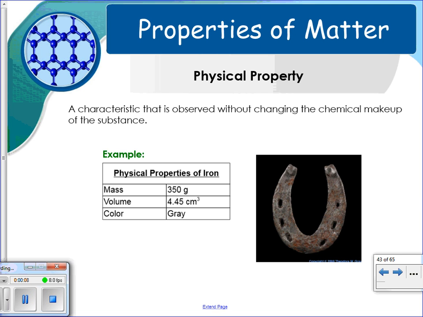So now we're going to look at properties of matter. So we have different properties. We have physical property, which is a characteristic that is observed without changing the chemical makeup of the substance. Some examples would be mass, volume, and color. And notice all these measurements here of mass and volume have a unit associated with them.